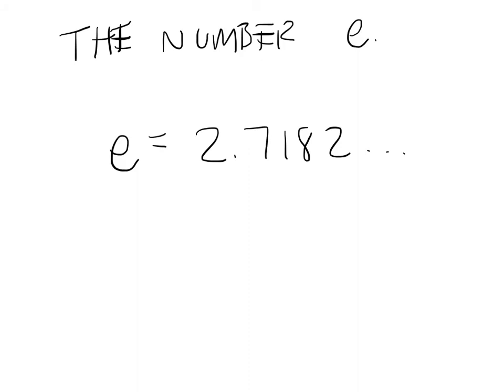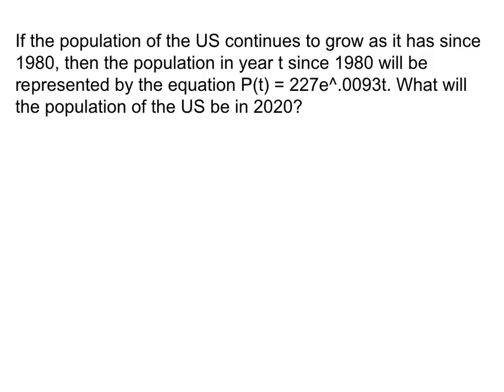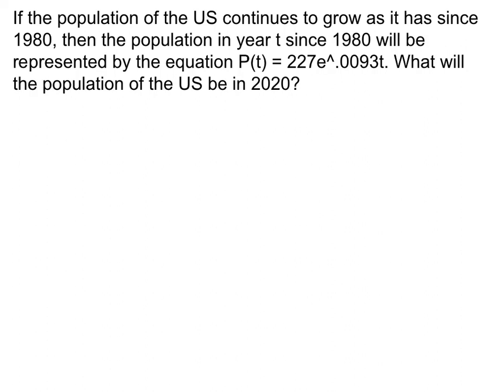So we're going to look at an example where we use this in a problem. So let's look at this example. It says if the population of the U.S. continues to grow as it has since 1980, then the population in year t since 1980 will be represented by the equation P of t equals 227 times e raised to the 0.0093t. What will the population of the U.S. be in 2020? Okay, so what I want to do real quick, I just want to rewrite my equation.